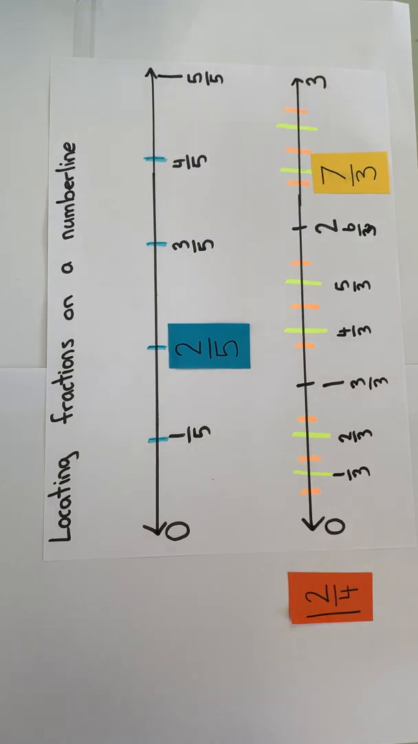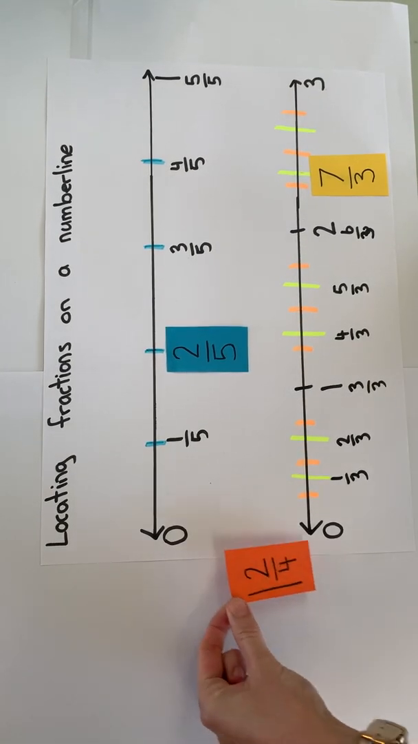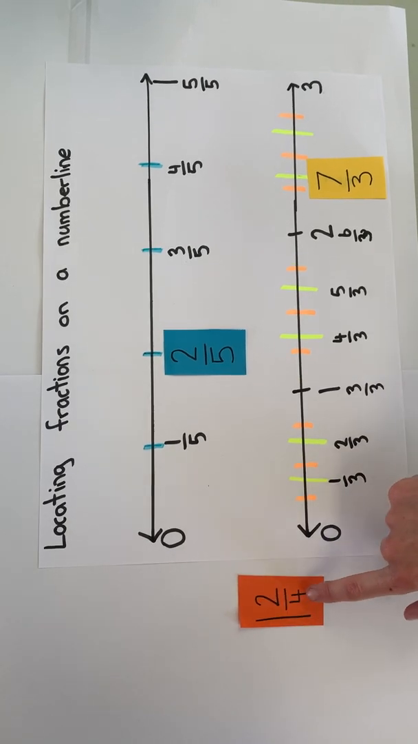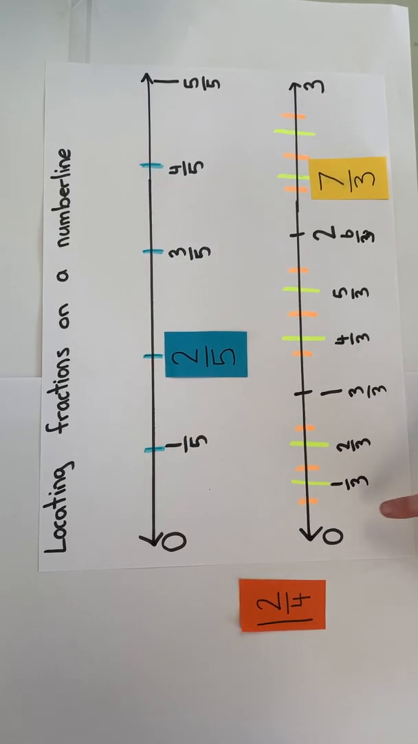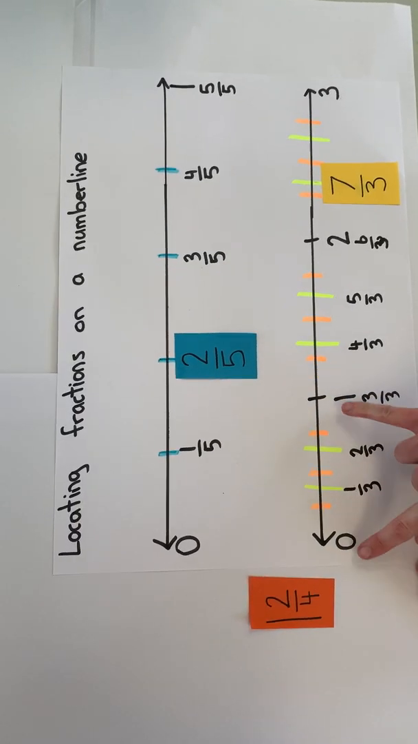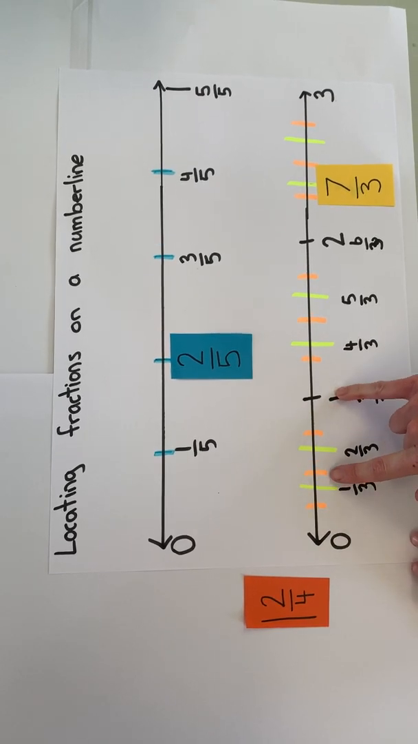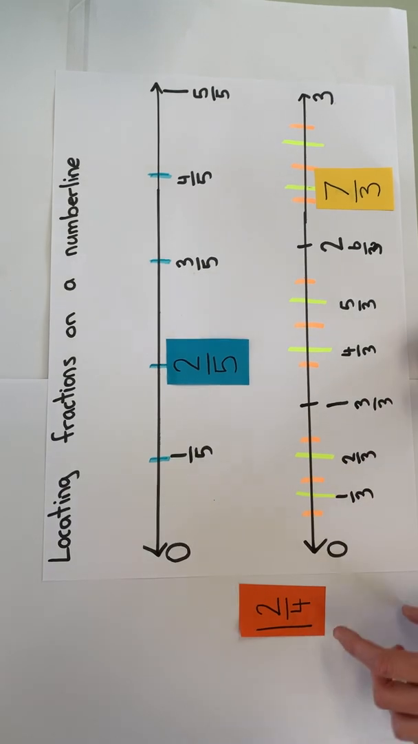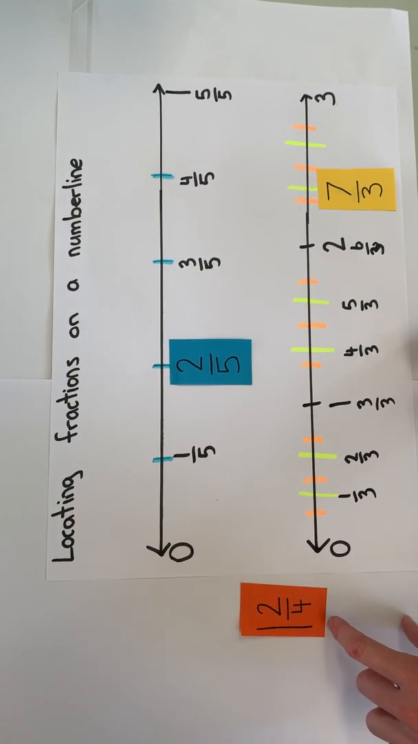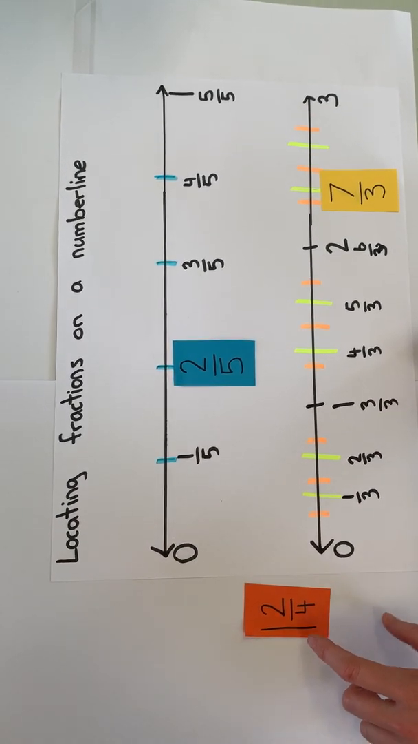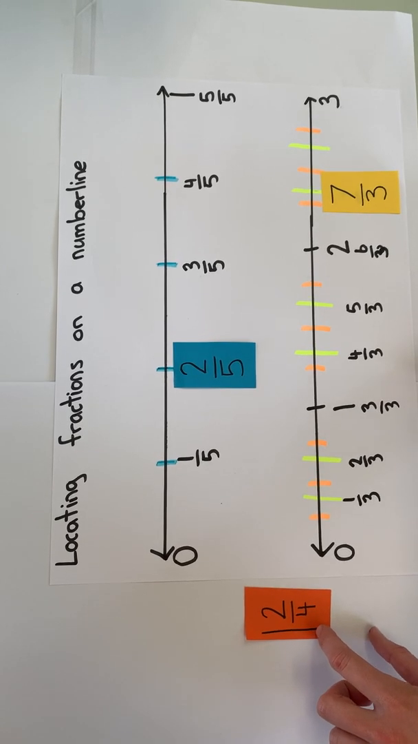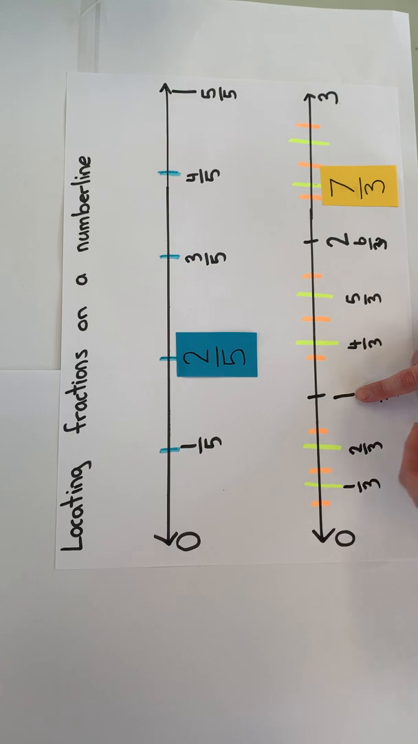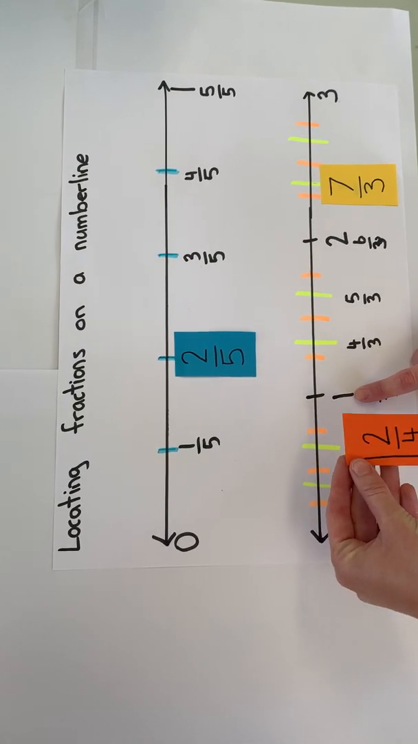Now last thing we have is our mixed fraction, which is a little bit easier to find. We have 1 whole and 2/4. Now I've done the same thing. I've broken my wholes into 4 parts. 1, 2, 3, 4. But with a mixed fraction, we look at the whole number first. So we're going to find the whole number. So our whole number here is 1. We're going to find 1. And now we need to find the fraction, which is 2/4.